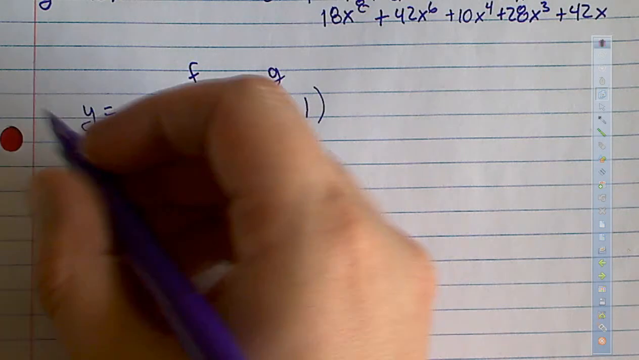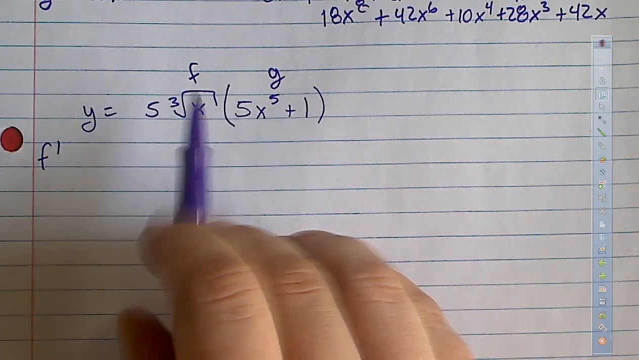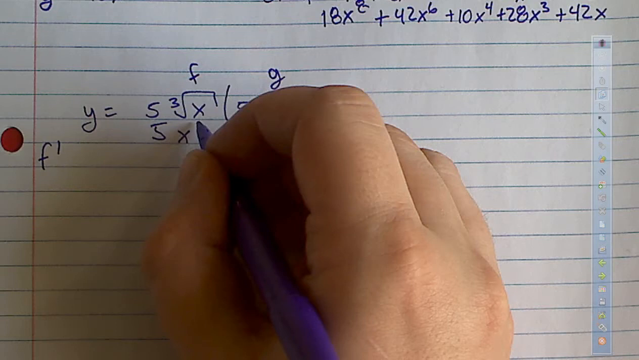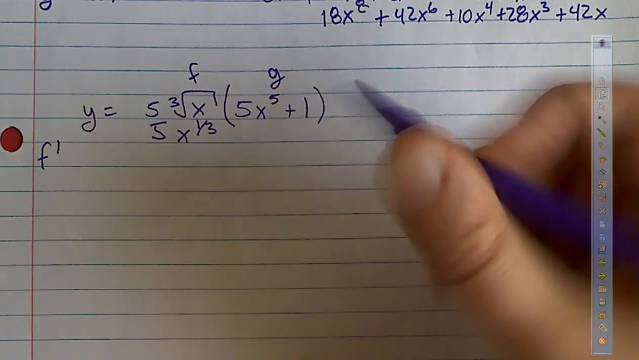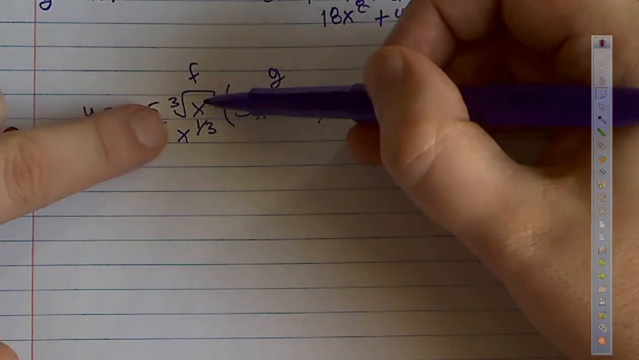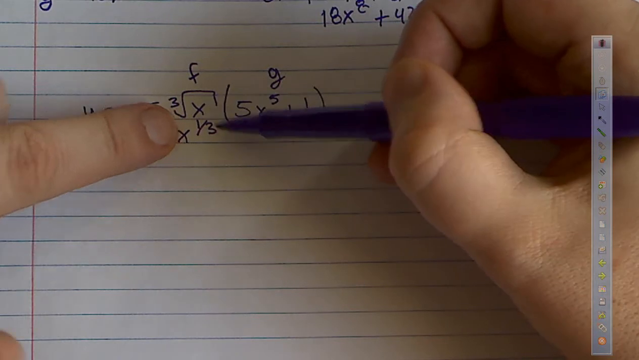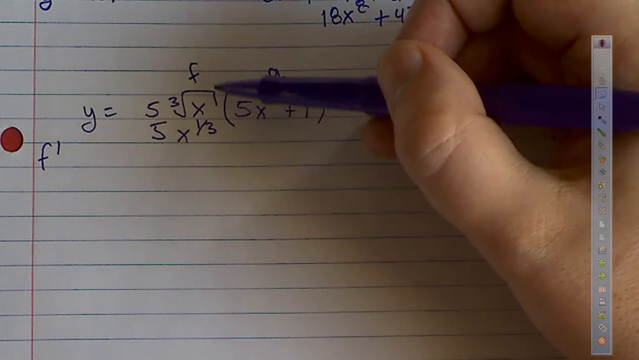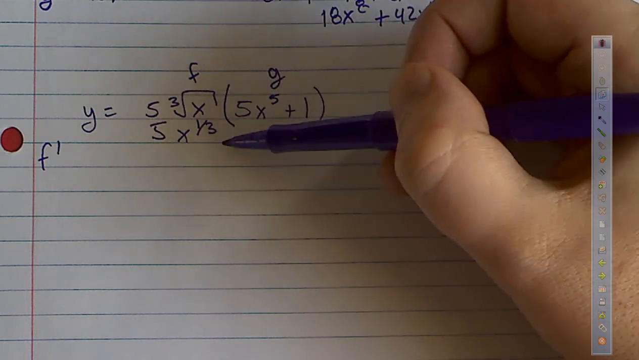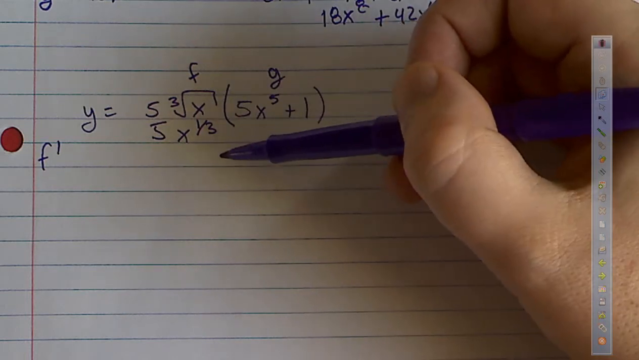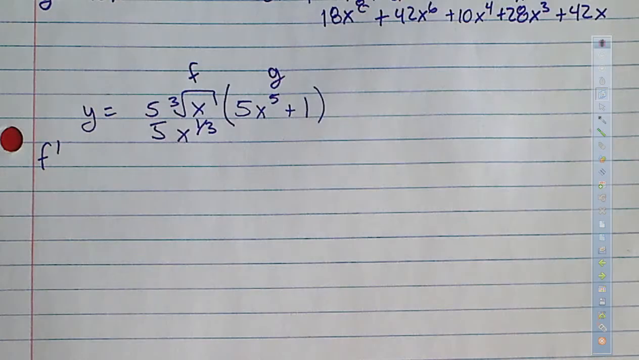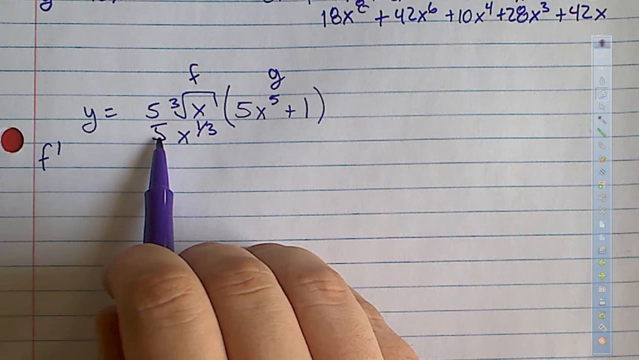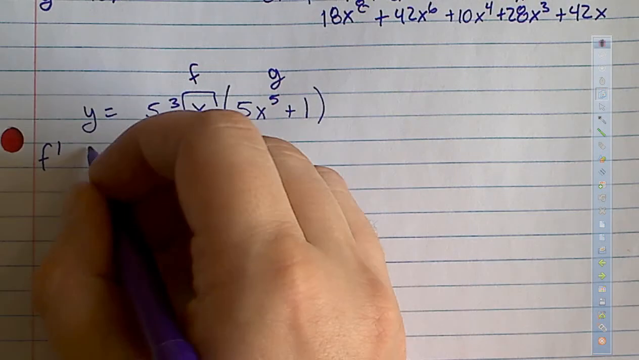So for f prime, I need to remember that the cube root of x, this is the same thing as 5x to the 1 over 3 power. The 1 comes from the power of x inside the radical, and the 3 comes from what type of root it is. So cube root of x is really x to the 1/3 power. Okay. So now, if I'm finding f prime, I'm going to knock 1/3 out in front and multiply it by 5. 1/3 times 5 is 5/3.